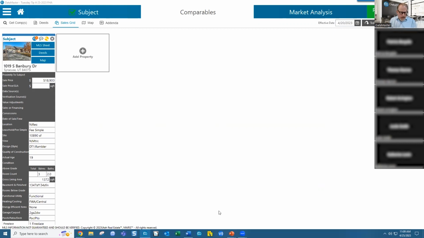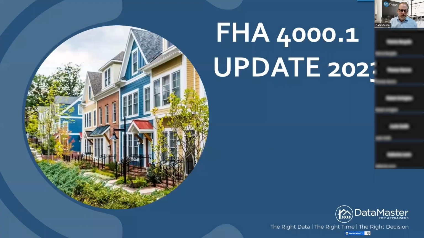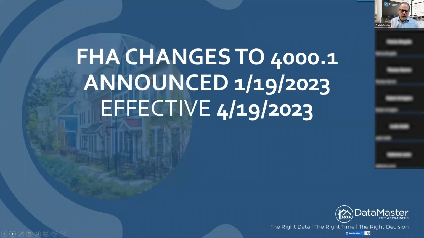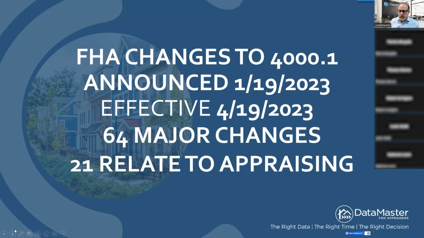And in order to set this up, I wanted to give everyone just a little bit of background. I know many of you probably joined us today because of the recent changes in FHA, and so I'm gonna really quickly go through the change that I'm going to talk about today. So FHA made this announcement in January. It went into effect last week, Tuesday of last week. There were 64 major changes to the 4000.1. 21 of those relate to appraising.